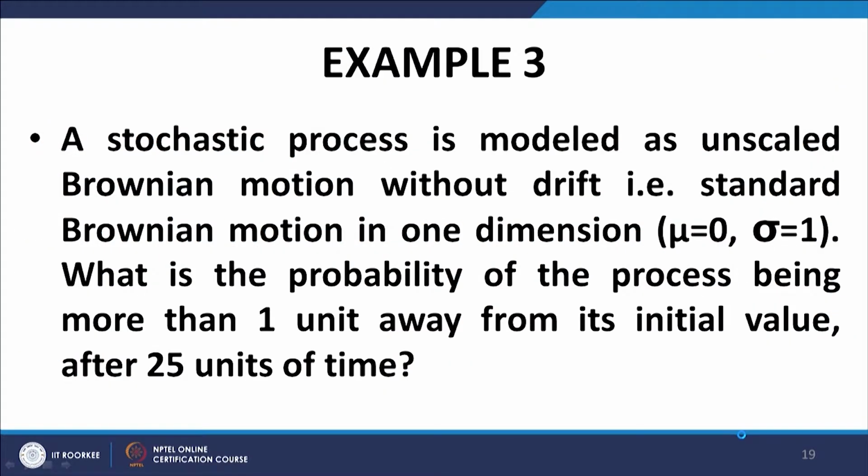Then we have a problem on Brownian motion. In a Brownian motion, we have a standard Brownian motion with mu equal to 0, sigma equal to 1. What is the probability of the process being 1 unit away from its initial value? Remember, we are talking about 1 unit away from its initial value, means it could be 1 unit up or it could be 1 unit below the origin. What we want is that the particle executing Brownian motion should be 1 unit above the initial value or should be 1 unit below the initial value. Both the probabilities need to be considered after 25 units of time.